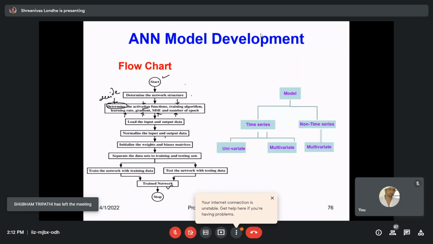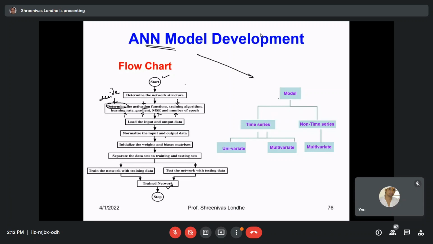Okay, but neural network models are of different types. Models depend upon time series models and non-time series models. Time series models means those which have a time basis for the data collection. We can consider a stock market index, that is nothing but a time series parameter. Or rainfall in our hydrology: if we collect 10 years of daily rainfall, then we can prepare a time series of daily rainfall values for the last 10 years.